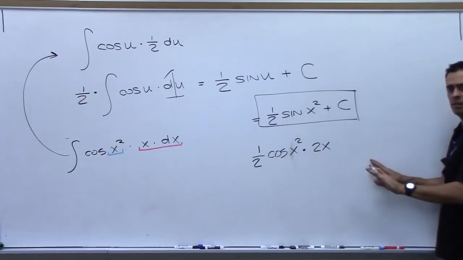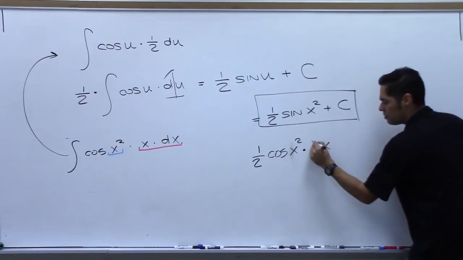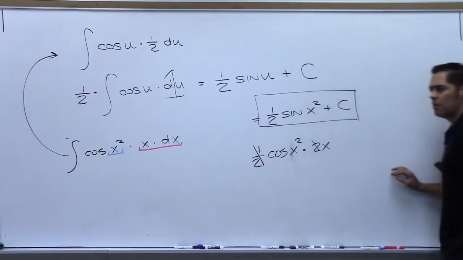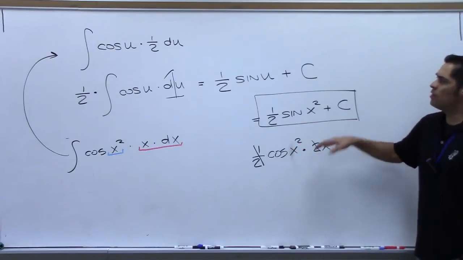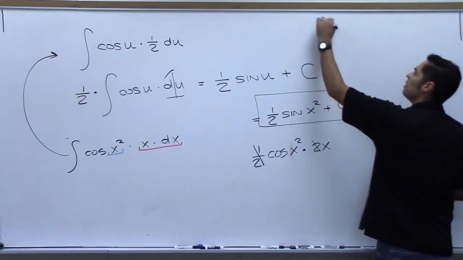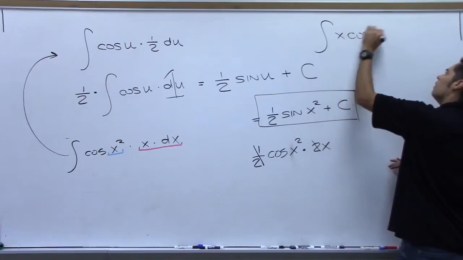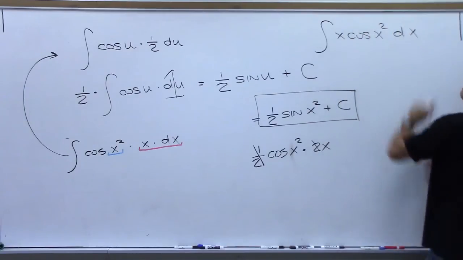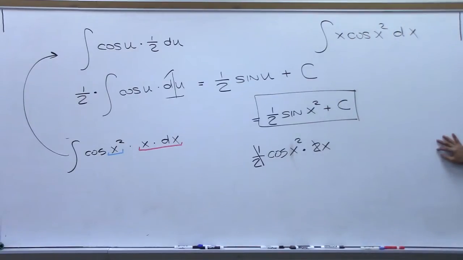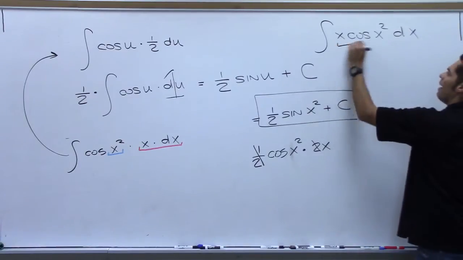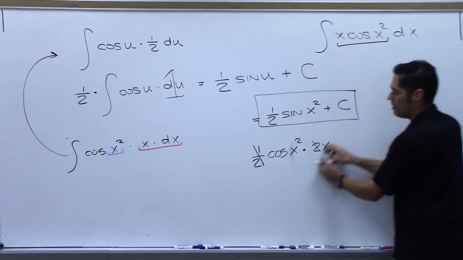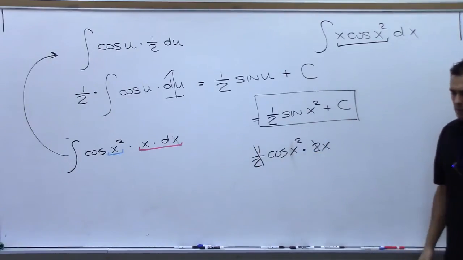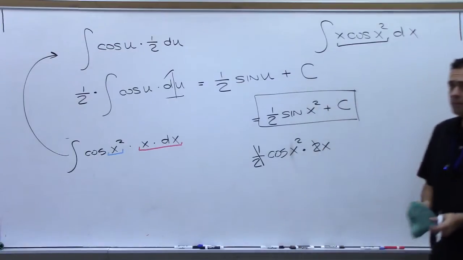And that's it. These 2's cancel, right? The 2 and the 1/2 cancel. I'm left with cosine x squared times x, which is the original problem, right? The original integral was this. You see that? So we're trying to make sure our answer here matched up with that, which it does. Just slide that x out front. Okay?